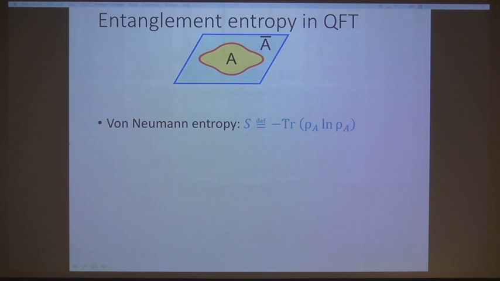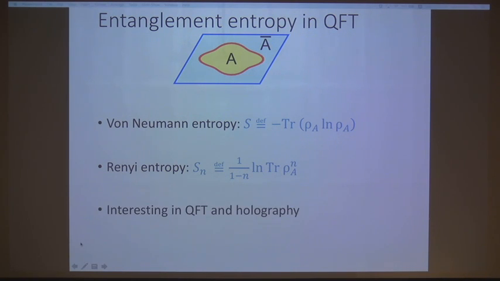There is a generalization of the von Neumann entropy called the Rényi entropy that comes with one parameter n, and it goes to the von Neumann entropy as n goes to 1. This is often a useful way of computing the von Neumann entropy. But I want to mention that these quantities also have a much richer set of information about the spectrum of the density matrix. So they are themselves also quite interesting. Studying this is interesting in quantum field theory and holography, as we will see.